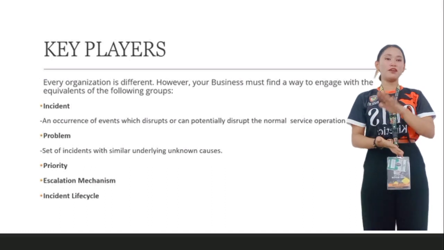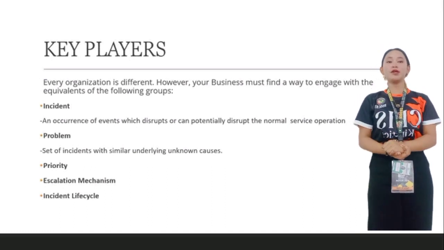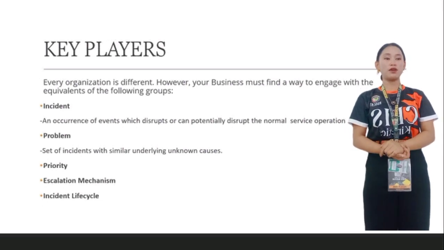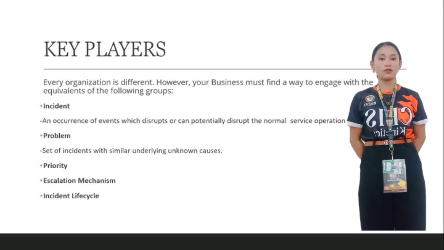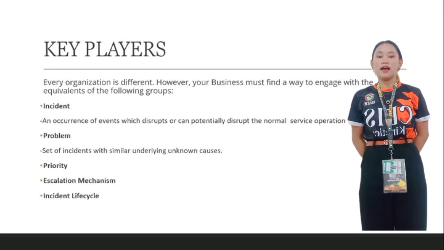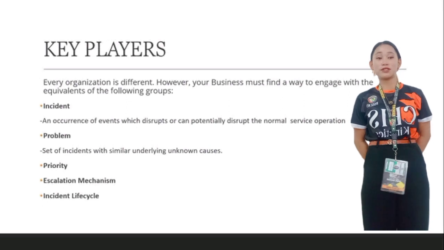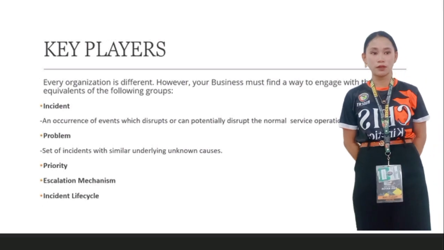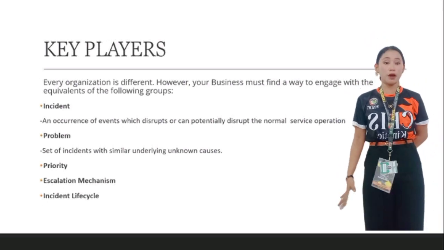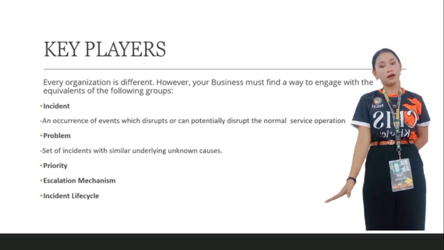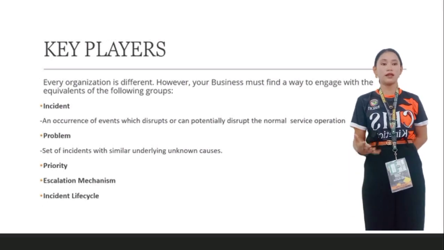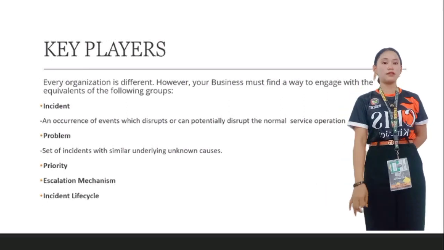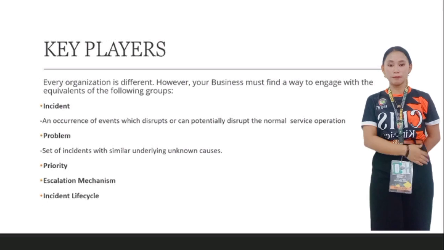Key players of incident management. Every organization is different. However, your business must find a way to engage with the equivalents of the following groups. First, incident: an occurrence of events which disrupt or can potentially disrupt the normal service operations. Second is problem: a problem is a set of incidents with similar underlying known causes. Third is priority. Fourth, escalation mechanism. And the fifth is incident life cycle.